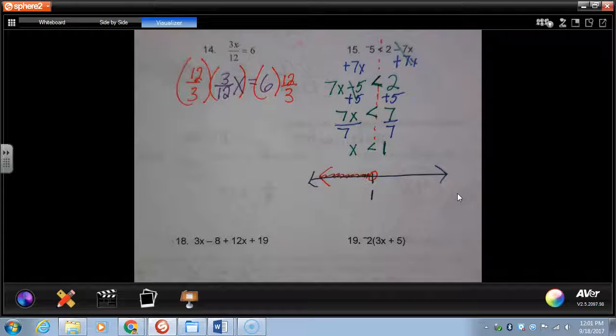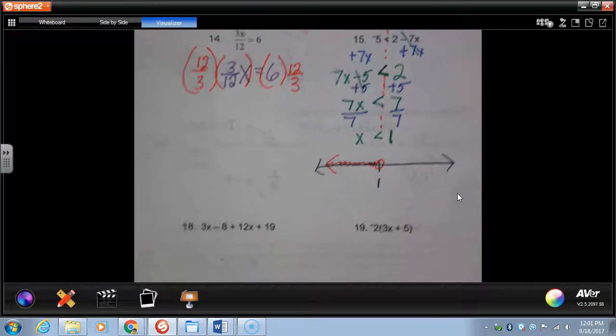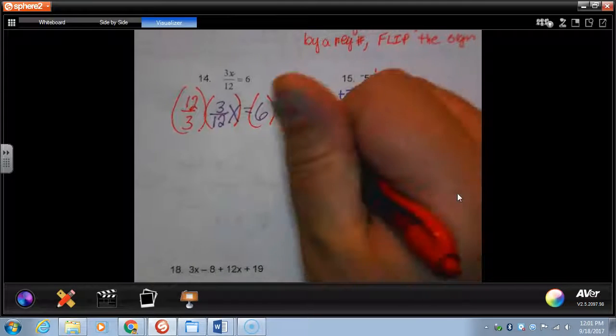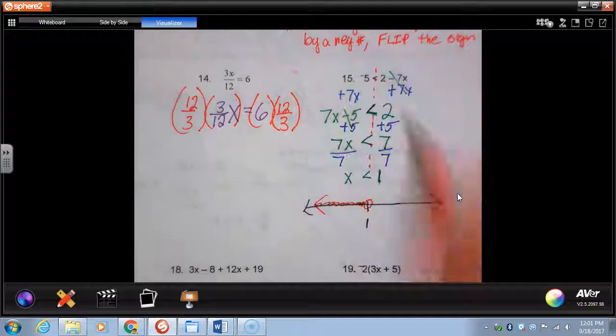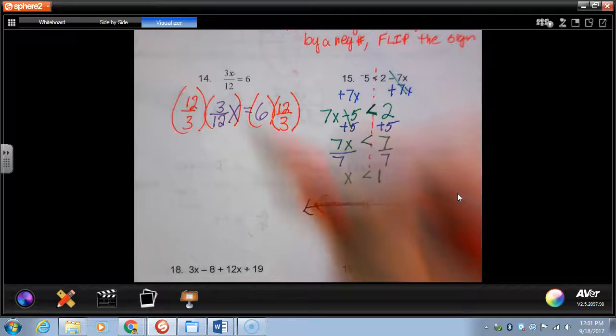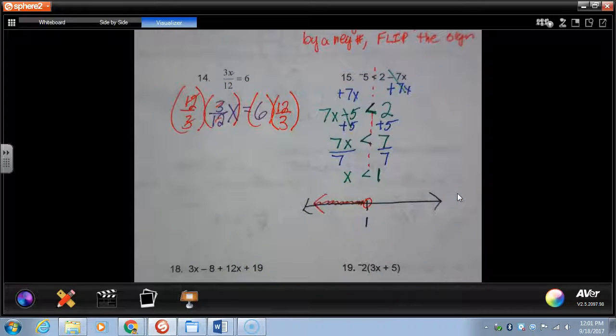I would highly suggest using a calculator. Again, put the fraction in parentheses on your calculator. These are all going to cancel to 1. 1 times x is just x.